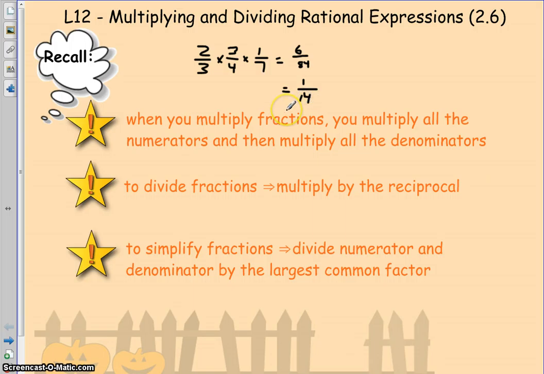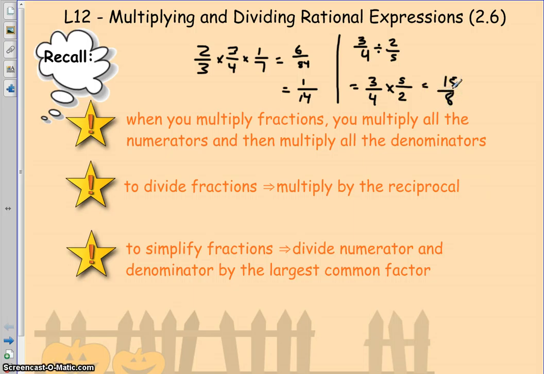When dividing fractions, there was one little thing that we had to do. We had to multiply by the reciprocal. So again, just as a recap here, let's say we had 3/4 divided by, let's say, 2/5. This would be the same thing as 3/4 times 5/2. So remember, we take the reciprocal of the second fraction, the reciprocal of what we're dividing by. So then this would become 15/8.